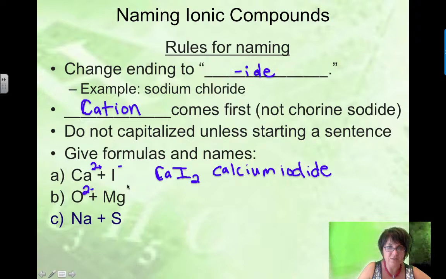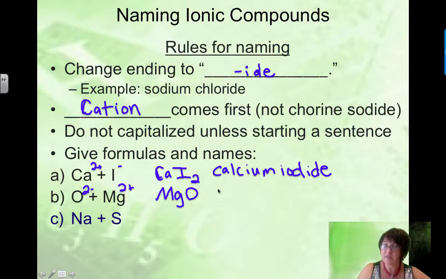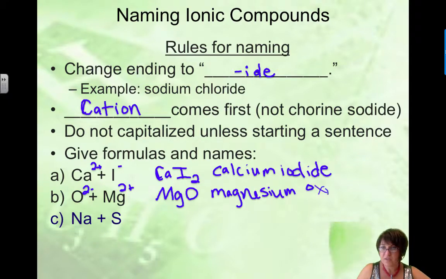Next is O plus Mg. So I have the 2- charge and a 2+ charge. Since they're the same, they're going to cancel each other out. But look, I'm going to put the positive charge first. We always write the cation before the anion. And now let's name it. Name the cation magnesium, and the anion is oxygen. Change that ending to -ide and we're all set.